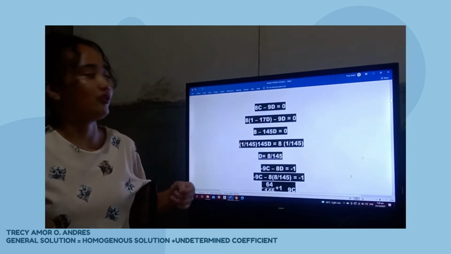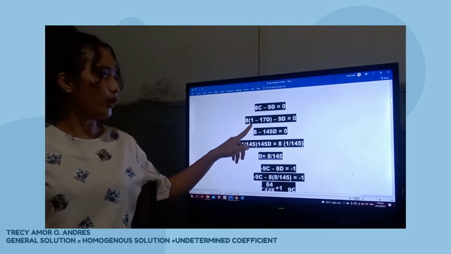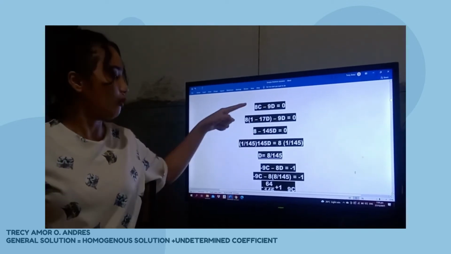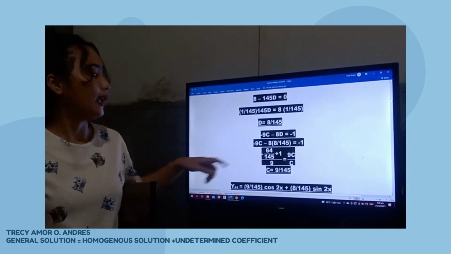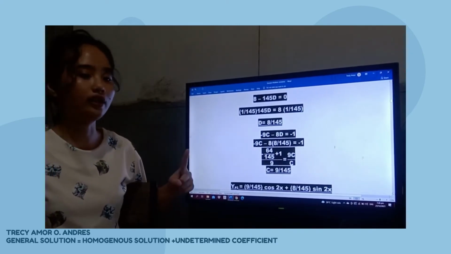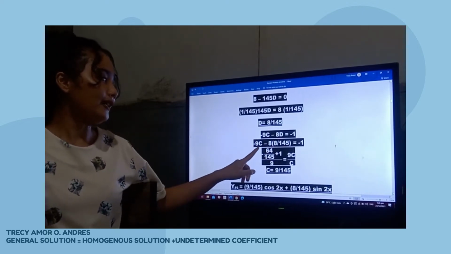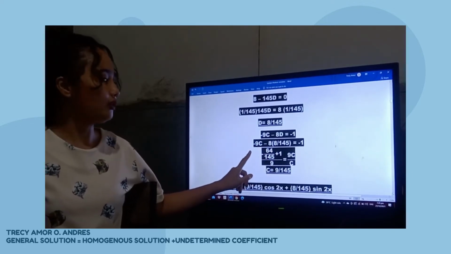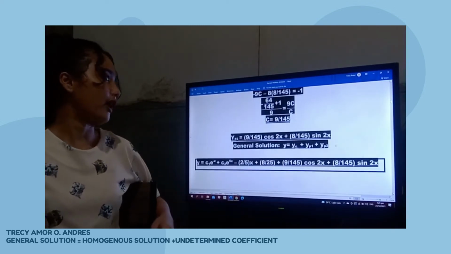By using equation 2, 8c minus 9d is equal to 0, we will use the equation we have derived for c, which is 1 minus 17d. Substituting it into the equation, we will now identify the value of d, which is 8 over 145. And since we have d, we will use equation 1 to identify the value of c by substituting the value of d here. So negative 9c minus 8 quantity 8 over 145 equal to negative 1. We now have the value of c, which is 9 over 145.